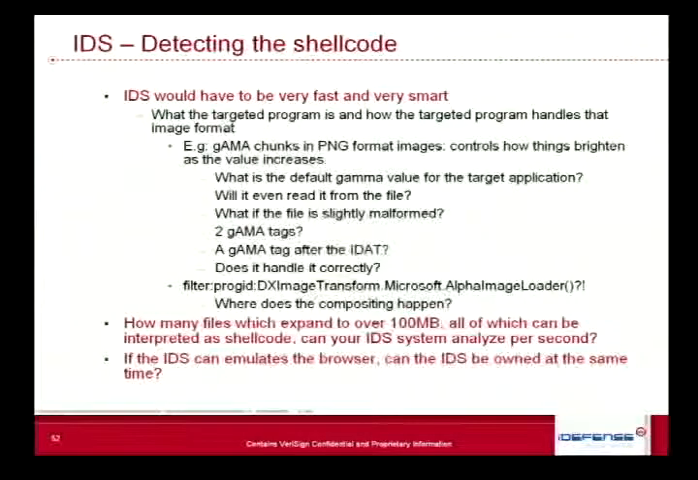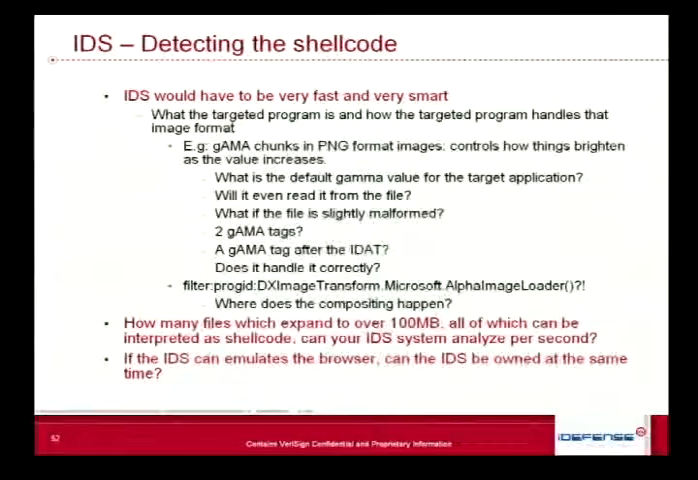I mentioned very briefly earlier the gamma chunks and the color correction stuff. These control how things brighten as the value increases. Right, so it changes basically the rate at which the brightness grows. What's the default gamma for the target application if you haven't got one in there? Does it actually read it from the file if you specify one? What if the file is slightly malformed, like you've got 2 gamma tags, or you put the gamma tag after the image data? And does it handle it correctly, or does it do something weird?